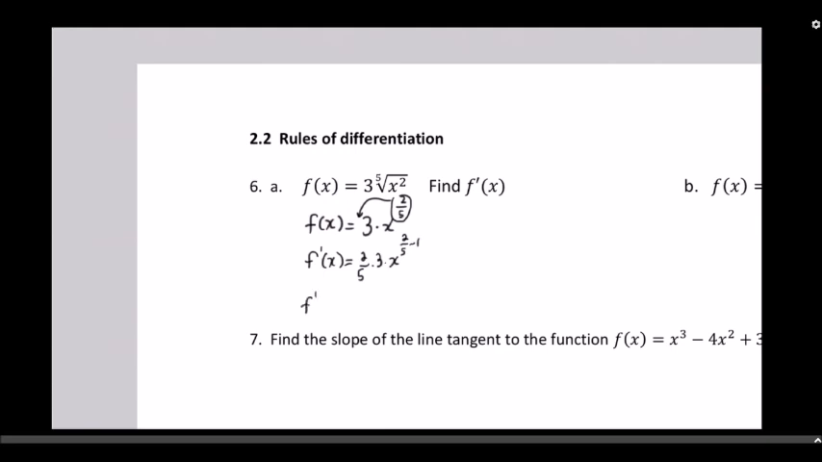So simplifying that, 2/5 times 3 is 6/5, and then 2/5 minus 1 is 2/5 minus 5/5, or negative 3/5.